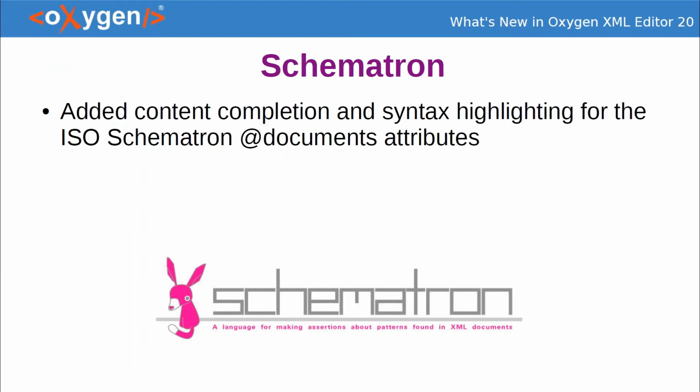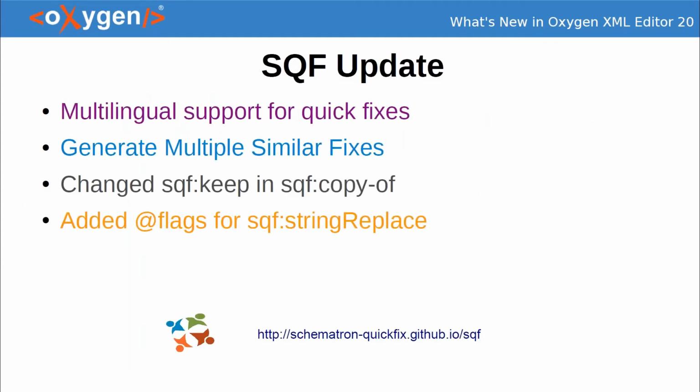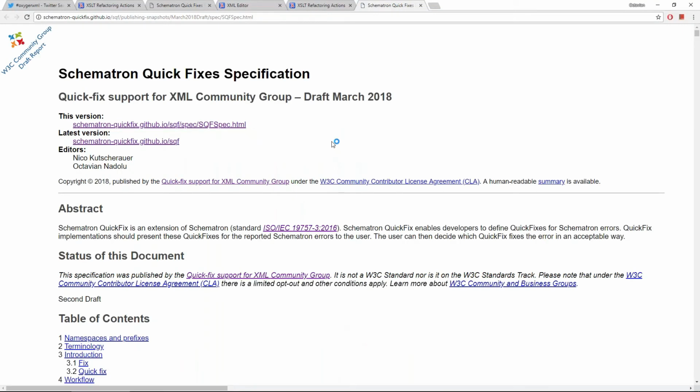Next, a new version of Schematron Quick Fix has been released. So if we go here to the Schematron Quick Fix GitHub project, we notice that a new draft was released in March, and we updated Oxygen with the latest changes that are done on this specification. For those who don't know, the Schematron Quick Fix is an extension of the Schematron standard and allows you to define operations that will be applied to fix issues reported by Schematron.